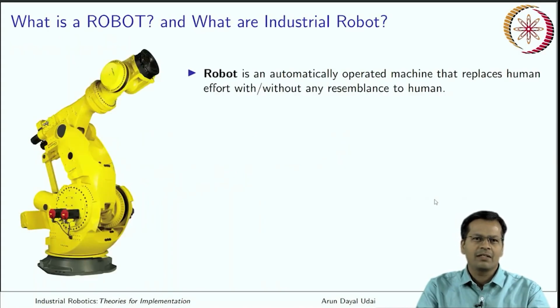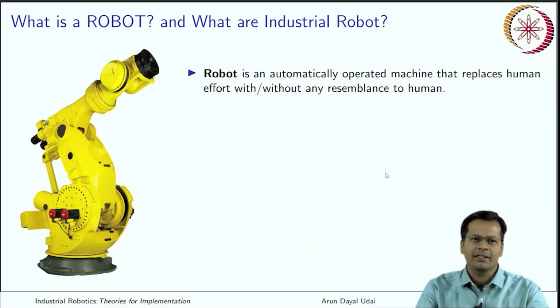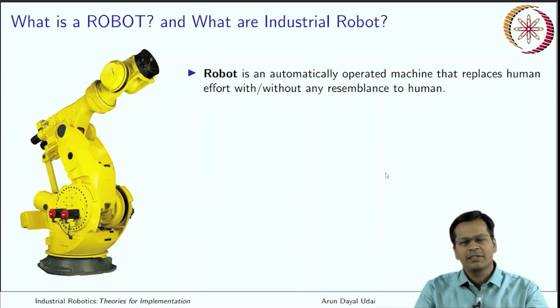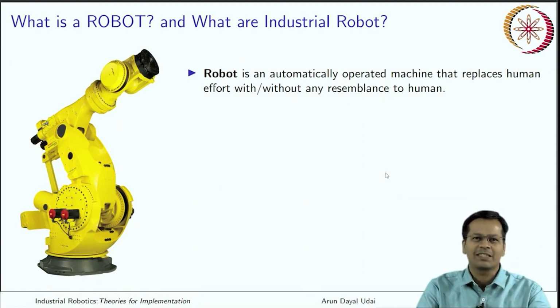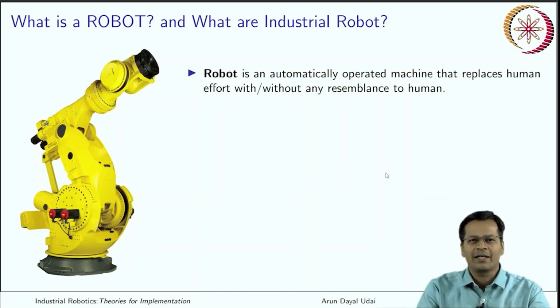So yes, let's start. What is a robot? There are many definitions existing on the internet and in various textbooks, but this is one of the most common ones, a superset of all the definitions that I found. It says a robot is an automatically operated machine that replaces human effort, with or without any resemblance to a human. Not like the star movies that you see, where it looks very much like a human, is Superman-like, and has too much capability.